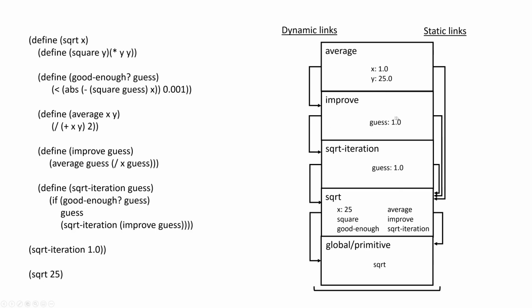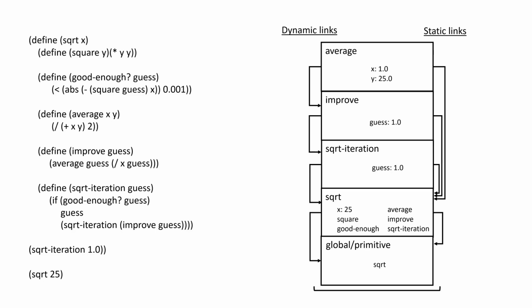Divide, we don't find it in improve, so we go down to square root. There's no division function here either, so we follow the static link out of there into its enclosing scope, and we end up in the global scope, which would have another static link to the primitive scope, at which point we would find all the primitive definitions. And similarly with x, if we're in improve, we don't find x, we go looking into the enclosing scope, and there it is, bound to 25 in square root.